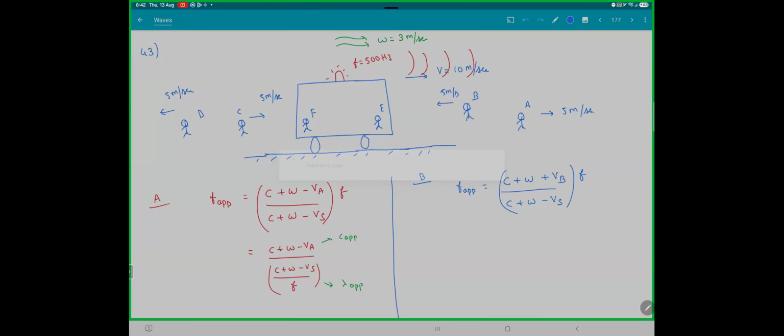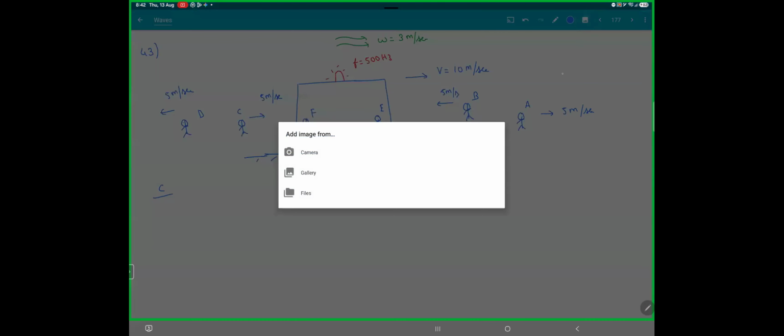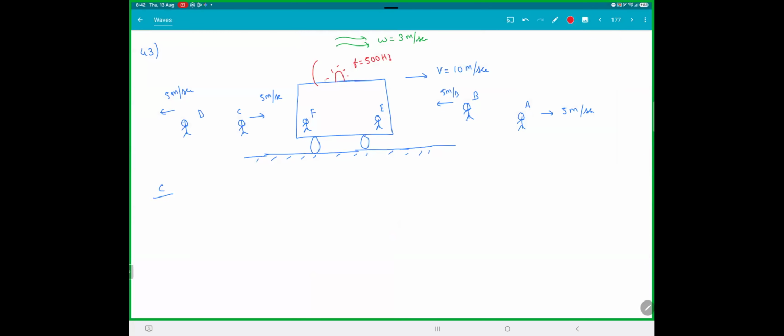Okay, let's see for C and D. Now for C, if you ask me to solve the problem, look at the wind, how it is blowing now. Wind is going left to right, but the sound is going from right to left. So the wind is actually opposing the sound. So F apparent for C will be speed of sound minus W. It is subtracting. What is the observer trying to do? Observer is trying to go towards the source, so frequency should increase, plus Vc.